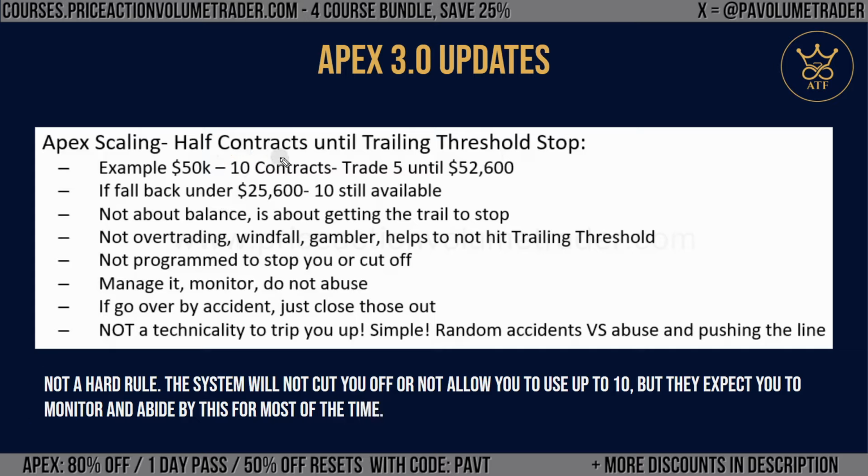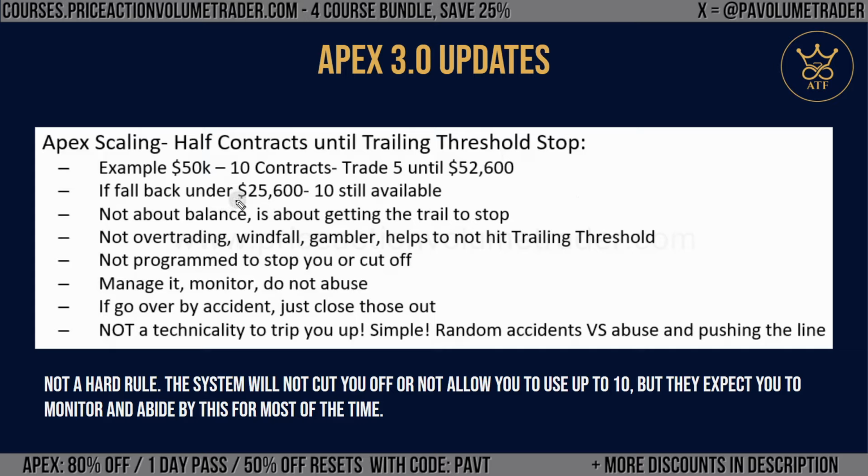So basically what they want traders to do is, for example, on a 50K account that allows you 10 contracts, just trade half the maximum, half the contracts allowed, until you hit your buffer zone, until you hit the trailing threshold on the account, and then you can start going full size. Basically, they don't want to see people abusing this rule, going all in on 10 contracts right from the start, just hoping to get a home run with no clear strategy.